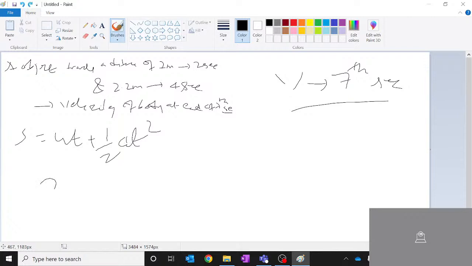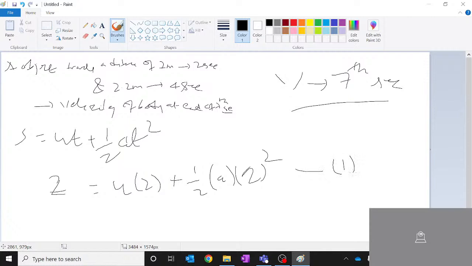You write 2 is equal to u into 2 plus half a t square. This is 2 square. Correct? This is your equation number 1. And what does it say?